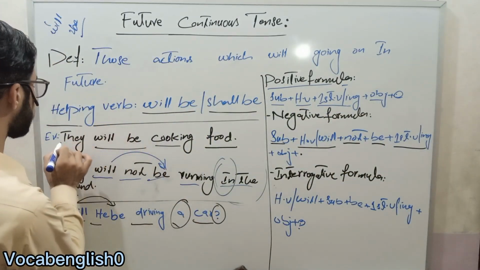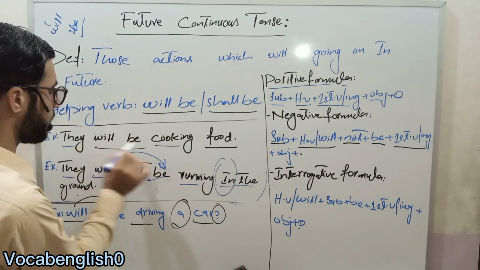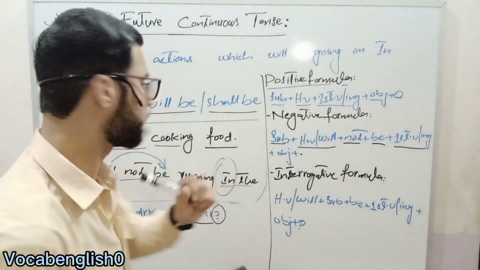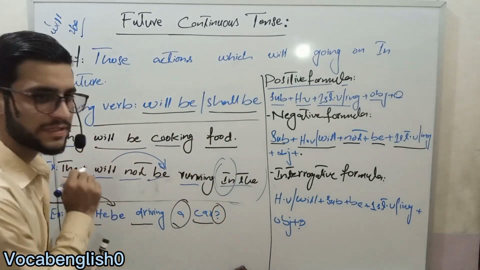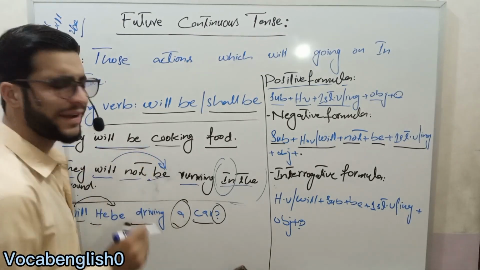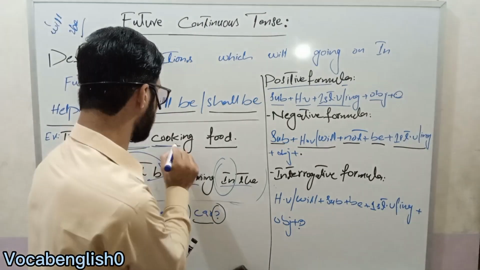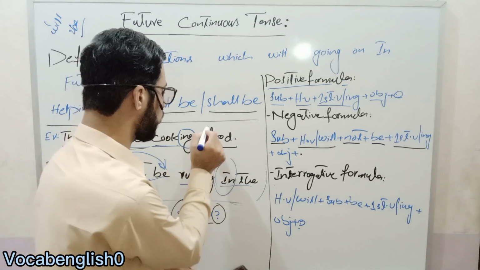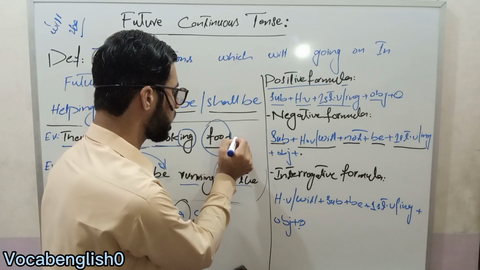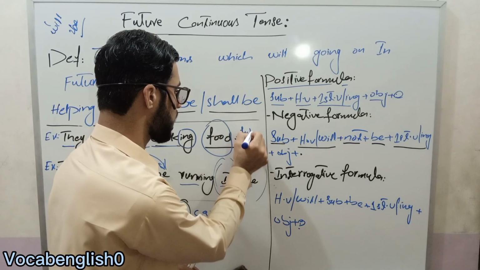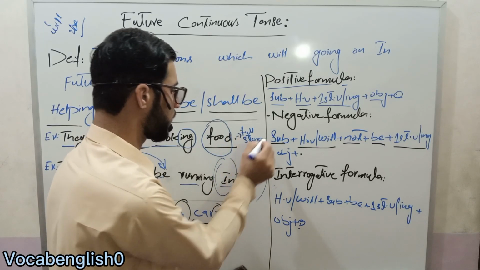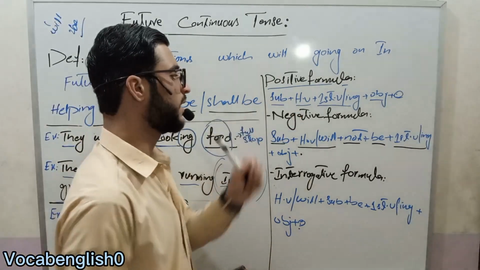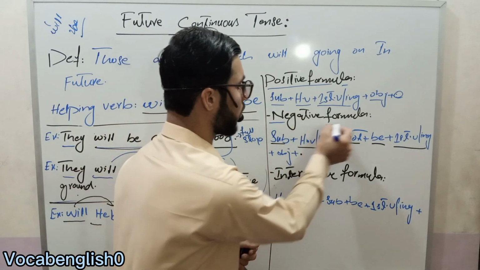If the example is there: they will be cooking food. They will be cooking food. They is our subject, will be is our helping verb, cooking is the first form of verb with ing, then the object, with a full stop. So this is the positive example and this is the positive formula, and next is the negative formula.